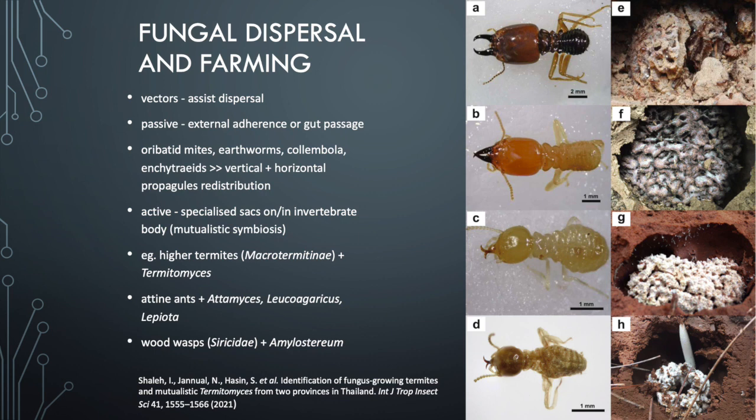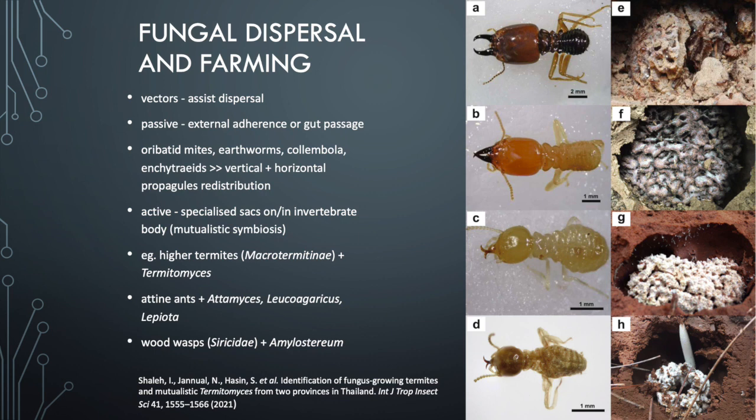Active dispersal is when specialized sacs on or in the invertebrate itself, on the body of the organism, are designed for gathering fungal propagules, fungal spores, where it's an adaptation of the organism to live with fungi in a mutualistic symbiosis. And then this organism has these specialized features on the body in order to actually, on purpose, disperse fungal spores and create more fungal biomass. And examples of that are termites.